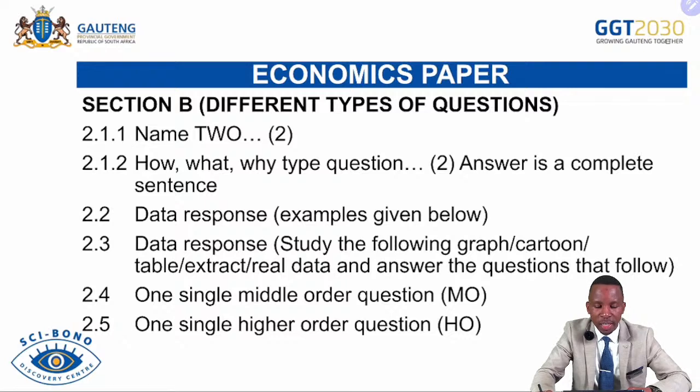2.4, one single middle order question. And then 2.5, one single higher order question. Remember, this kind of question in 2.4, 3.4, and 4.4 can be found in your textbook. Answers can be found in your textbook, but 2.5, 3.5, 4.5 cannot be found in the textbook. That's why you need to be critical and do your evaluation.